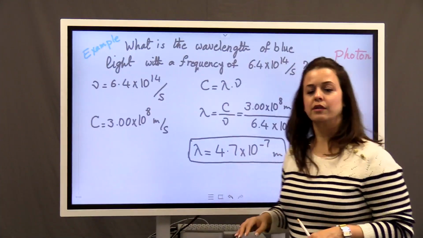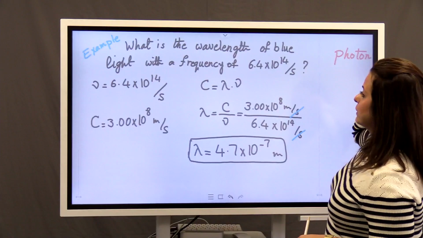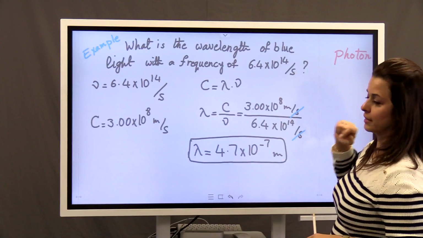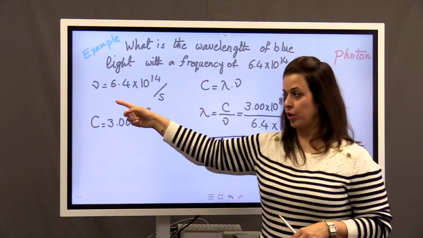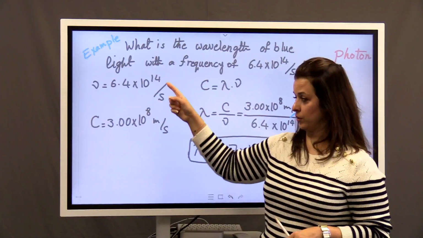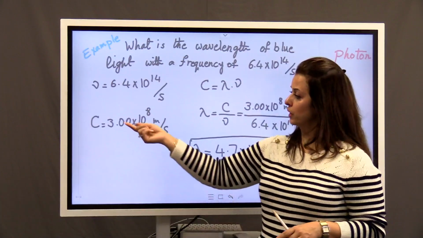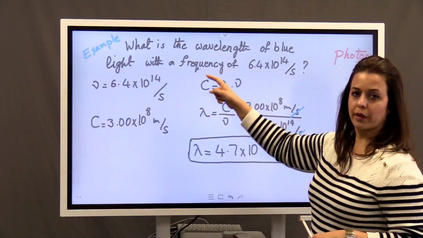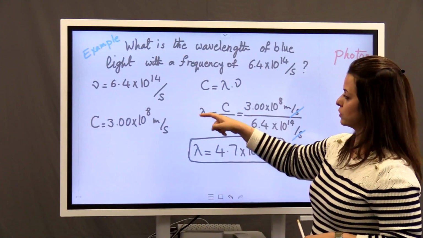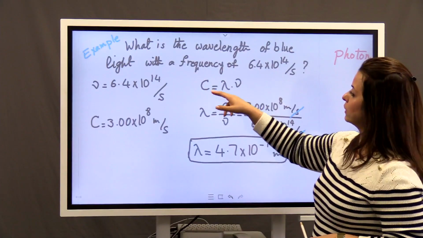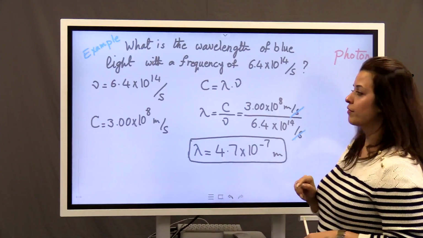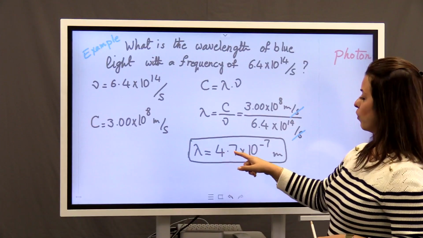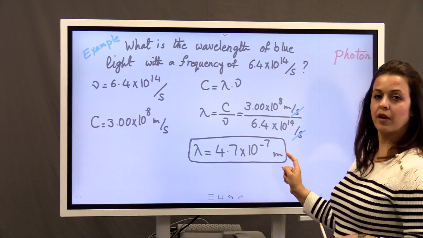Example of working with this formula. What is the wavelength of blue light with a frequency of 6.4 times 10 to the 14 per second? So frequency, which is shown as nu, is 6.4 times 10 to the 14 per second. Speed of light is 3 times 10 to the 8 meters per second. So you plug them into this formula. You're solving for wavelength, and wavelength is speed of light over frequency. If you do the calculation, wavelength is going to be 4.7 times 10 to negative 7 meters.